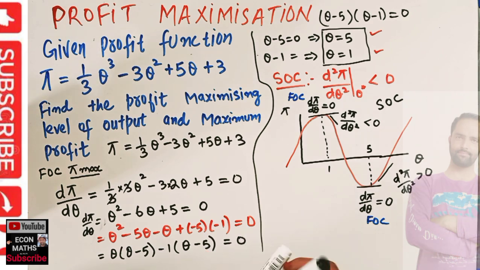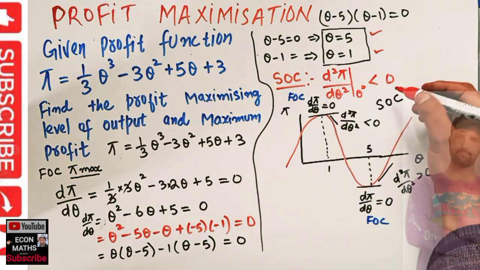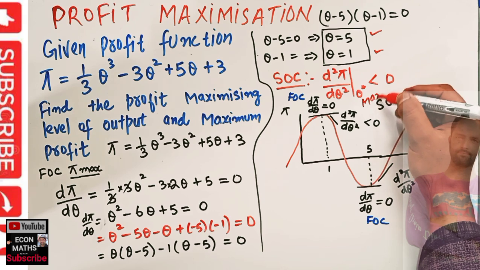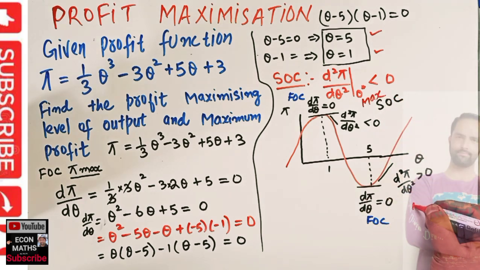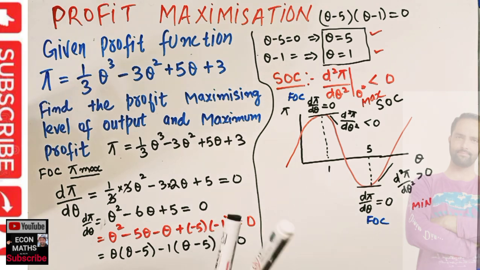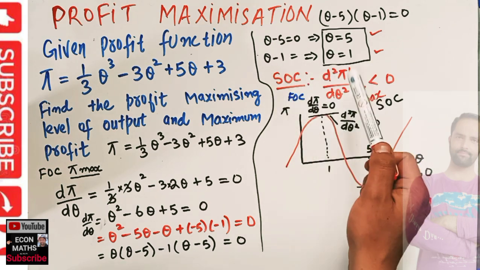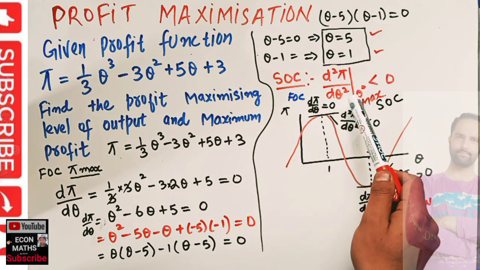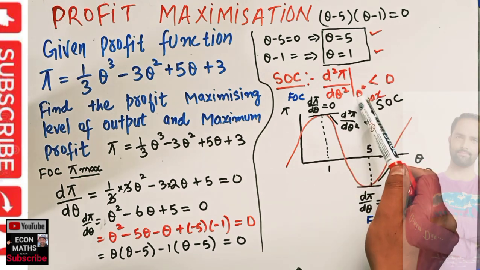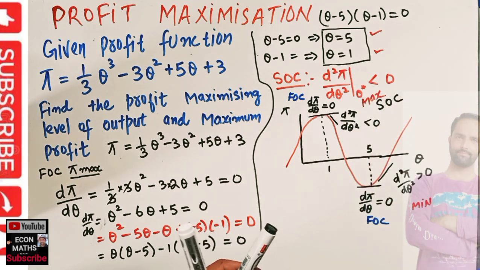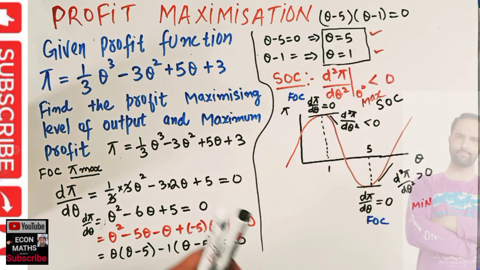So these two conditions are for maximum and these two conditions are for minimum. But we need to find the maximum. That's why I was trying to show you that the second order condition requires that the second derivative of the profit function with respect to output should be less than 0 when evaluated at the critical points. Now let us see which of these two actually satisfy the second order condition. For that we need to find the second order derivative.